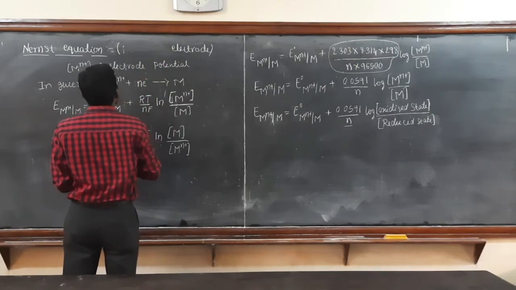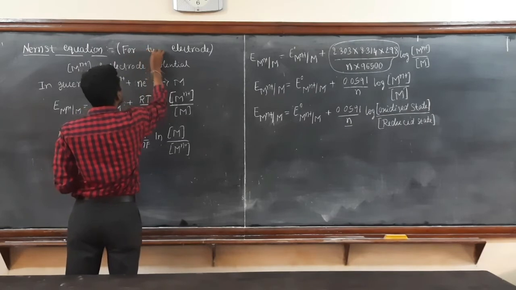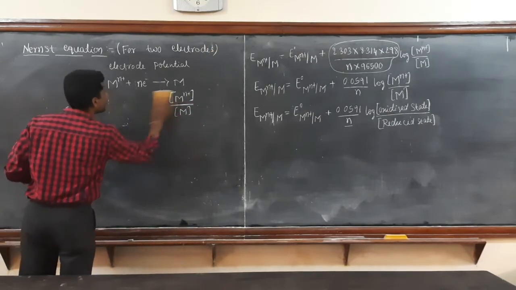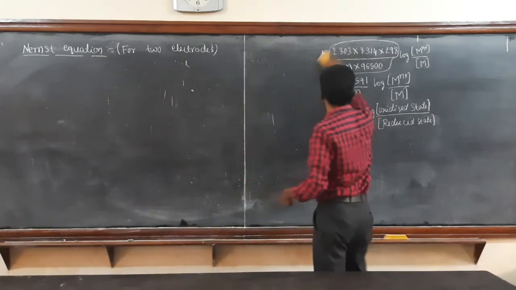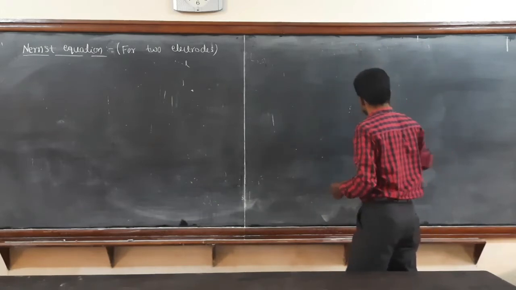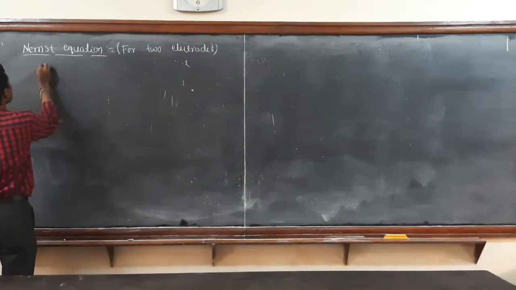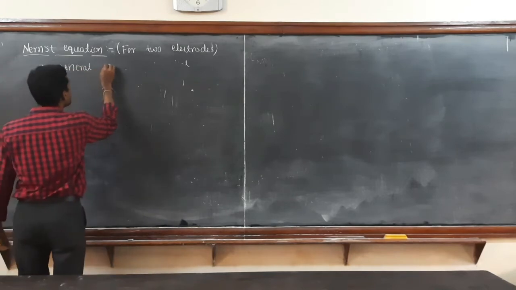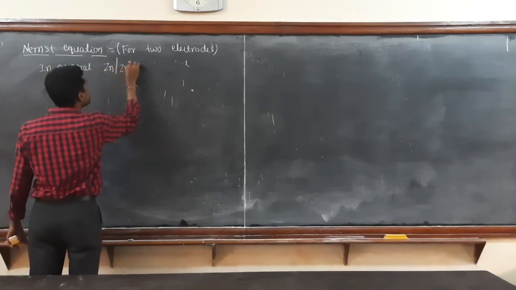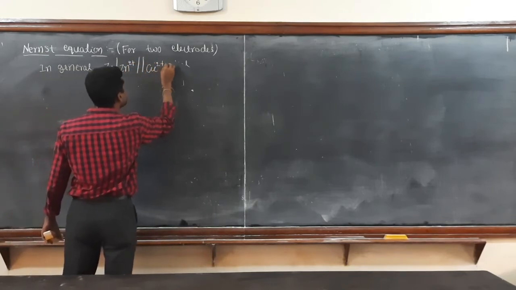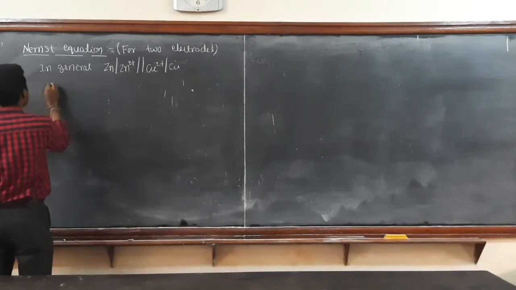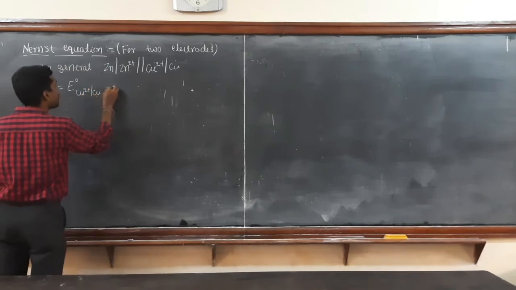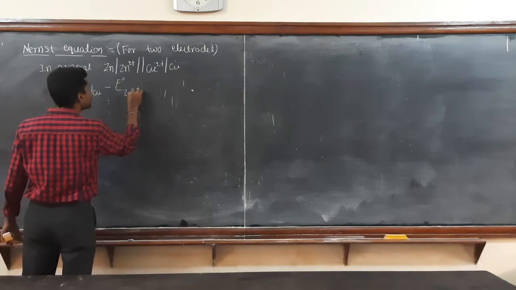For two electrodes, for example, in general you can consider a galvanic cell: Zn, Zn2+, Cu2+, Cu. So the cell potential is E, and E naught of Cu2+/Cu and E naught of Zn2+/Zn.